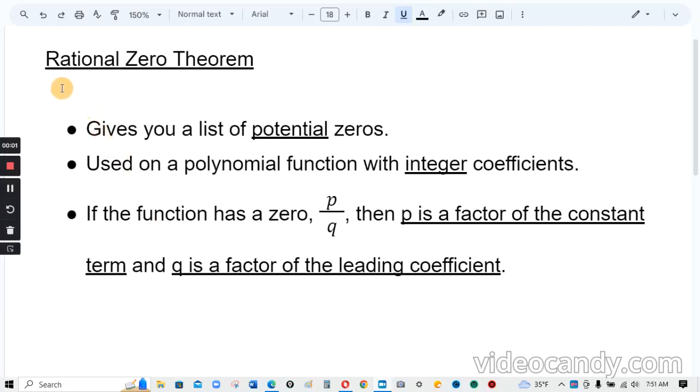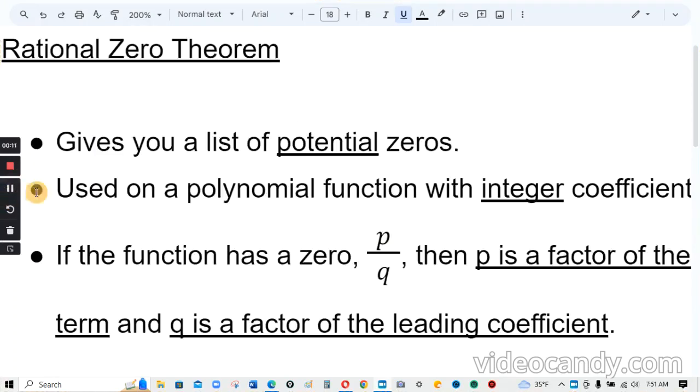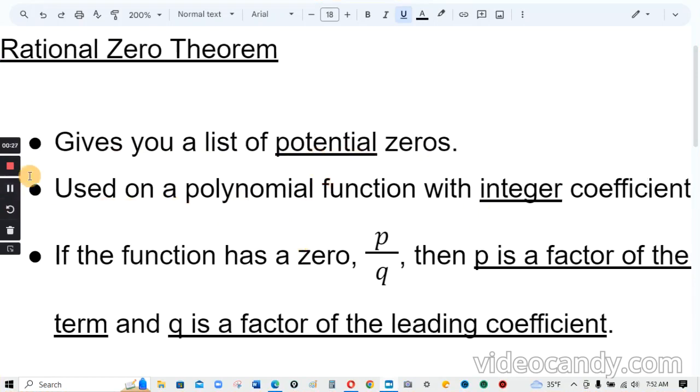All right, so today we will be covering the rational zero theorem. So just a brief overview before we get into examples. The rational zero theorem gives you a list of potential zeros. Okay, so the list that we have will not be all of the actual zeros, just the potential zeros. Okay, and it's used on a polynomial function with integer coefficients.